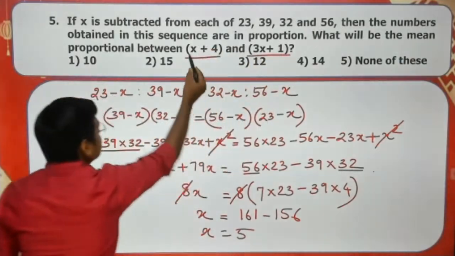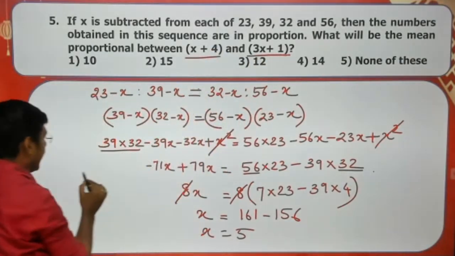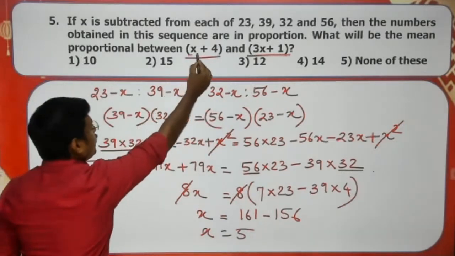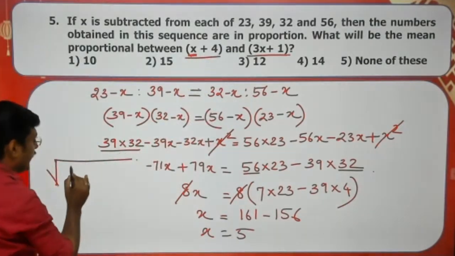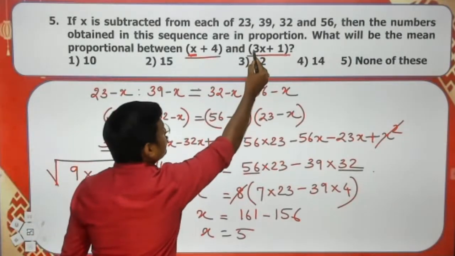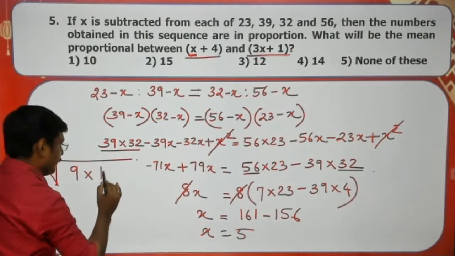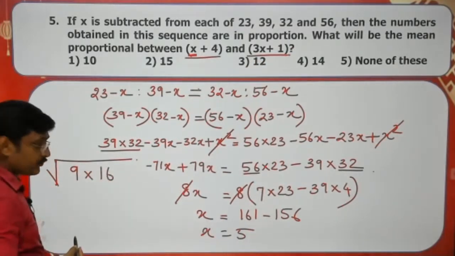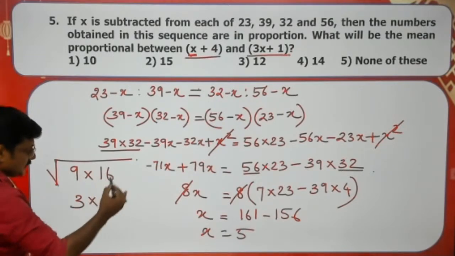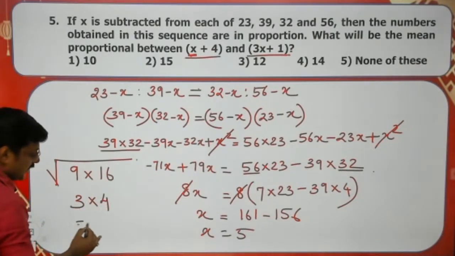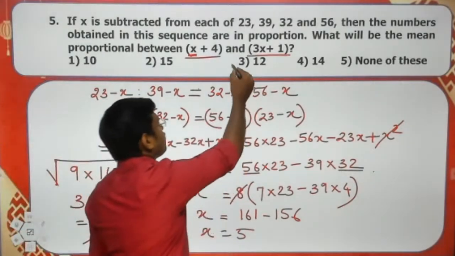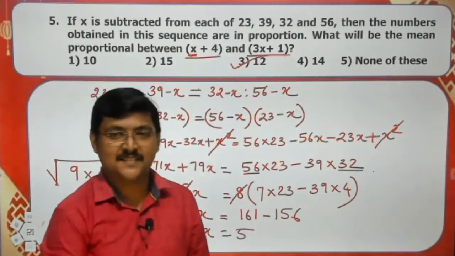For that I am putting x is equal to 5, so 5 plus 4, 9. We know that square root of these two numbers. So I am putting 5 plus 4, 9 into 5 into 3, 15 plus 1, 16. This will be the mean proportion. So we know that square root of 9 is 3 and square root of 16 is 4. So 4 into 3, the answer is 12. That means the mean proportion is 12, and the answer is option number 3, 12.